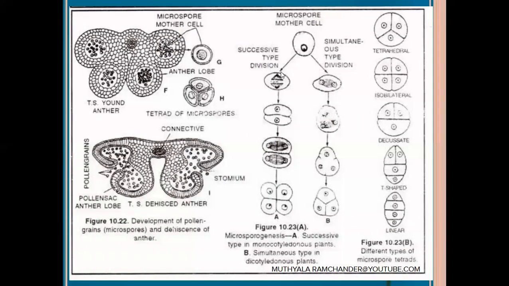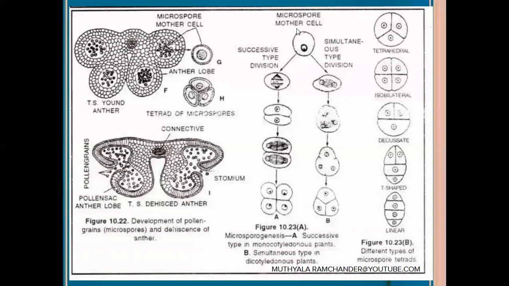Successive type means the microspore mother cell participates in the first meiotic division to form 2 diad cells. After the first meiotic division, the two diad cells participate in the second meiotic division. In the second meiotic division, 4 haploid microspores are formed. The 4 haploid microspores are also called pollen grains.